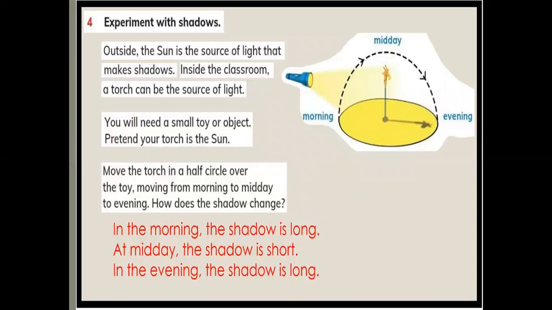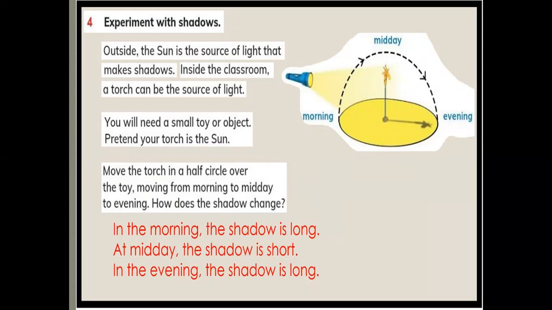Okay, question number 4, experiment with the shadow. So here we are going to make an experiment with the help of a torch. Outside, the sun is the source of light that makes shadows. Anything that gives light is called a source of light. So in the day, the sun is the light source.